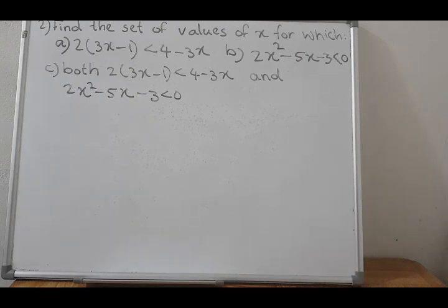Now we'll see our next question. Find the set of values of x for which A part of the question is 2 times 3x minus 1 is less than 4 minus 3x. B part is 2x square minus 5x minus 3 is less than 0. And C part is both 2 times 3x minus 1 less than 4 minus 3x and 2x square minus 5x minus 3 is less than 0. So first let's solve the A part.